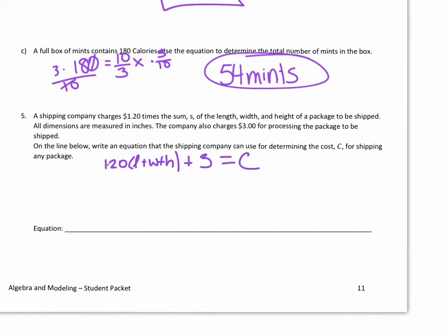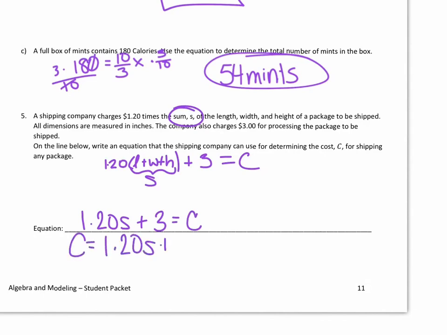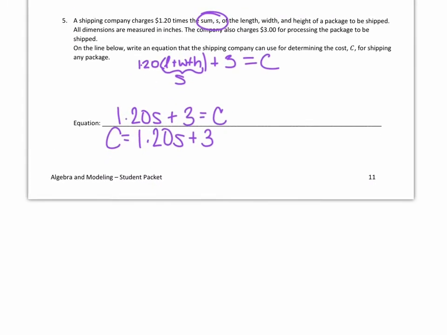So the sum of the length, width, and height, they're saying is S. So I can just, instead of writing this, I can just put an S. So $1.20 S plus $3 is going to give me my C. And don't forget, it doesn't matter. I can have this on both sides. And that's it.